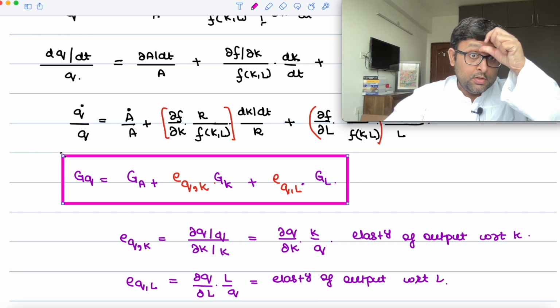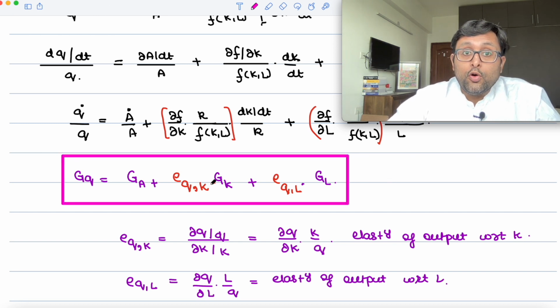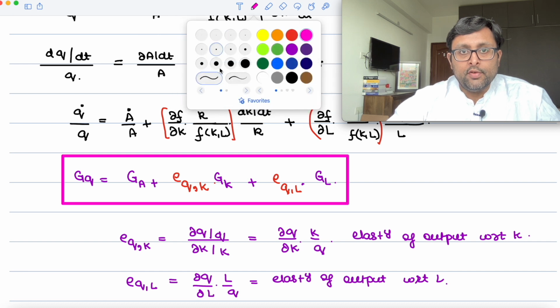So if I have the values for how capital is growing, how labor is growing, elasticity of capital and labor, and I have the growth rate of output also, I can find out how much of that growth rate could be attributed to the growth rate in technology, that is gA, right? This is also the growth accounting equation which we have.